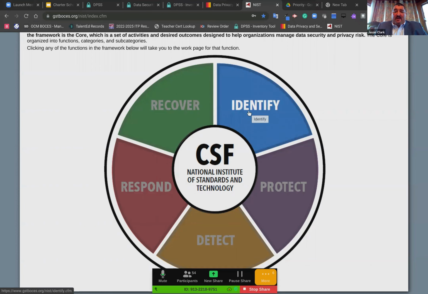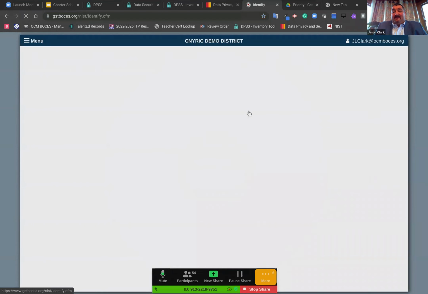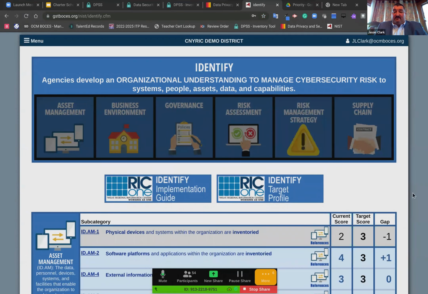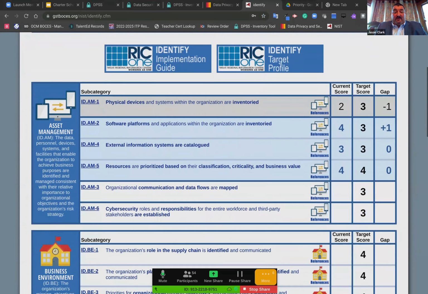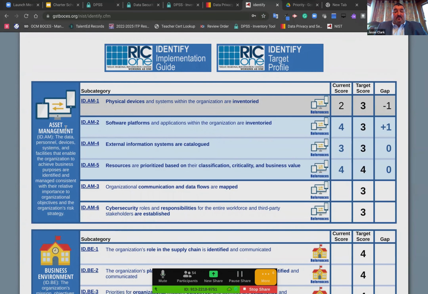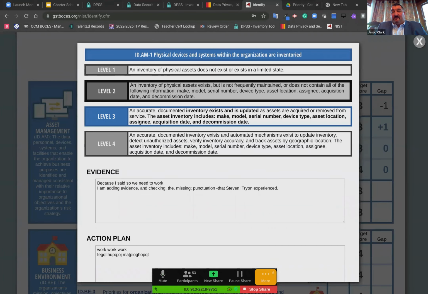And like I said, there are 108 different parts of the NIST. The identify part of the NIST, and this is just one example of what it looks like. In the identify section, we have categories and then subcategories. The first part of the identify is asset management, and it's looking at how devices are being used, stored, inventoried. And each one of these sections has a rubric where you're able to take a look at that part of the NIST and self-assess to see where you are.